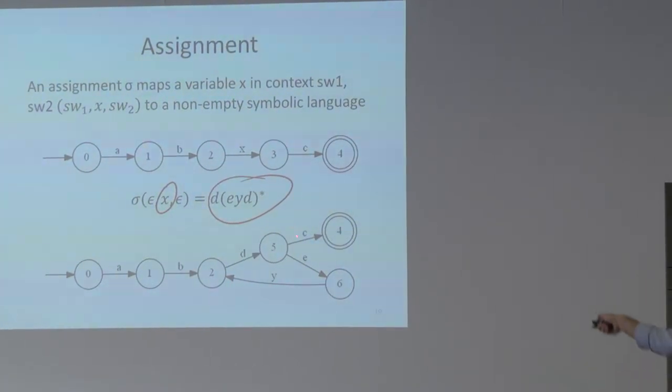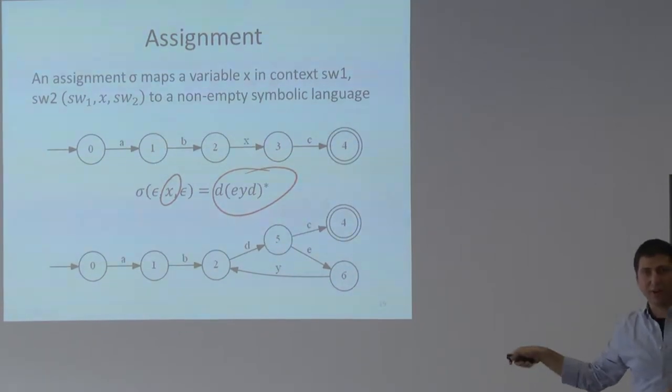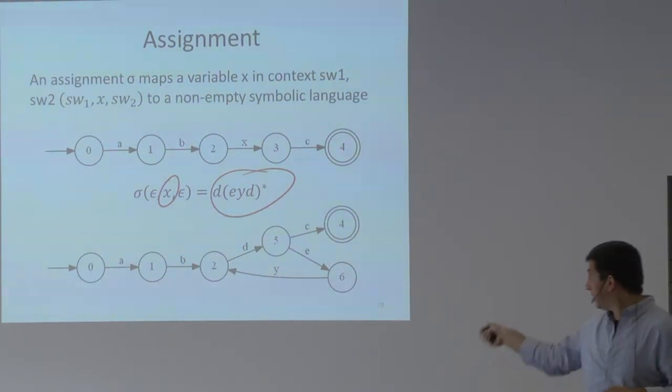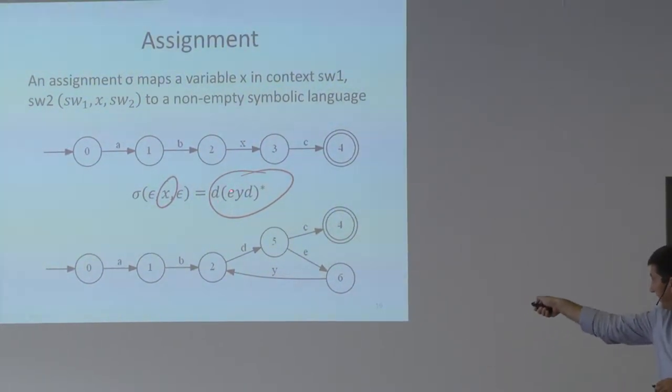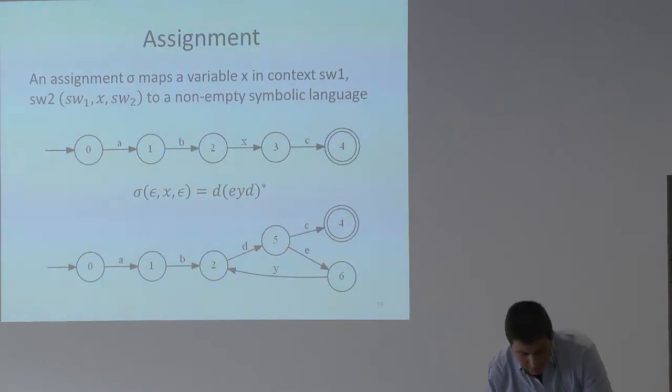Well, I'll show you the result. The result will be taking this edge X and installing this automata into the original one and assigning it like this: D, E, Y, D. So now it exists here. So it's D, E, Y, D. All right? So this is what I got.